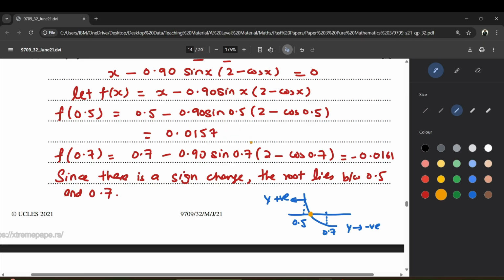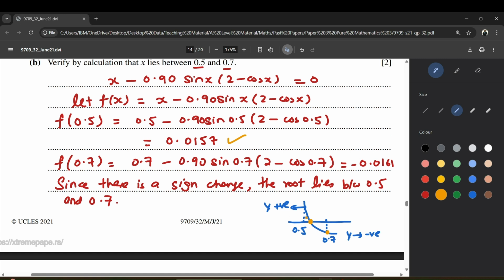So first, this is how we have verified that my y value is positive when x is 0.5, and when I take x as 0.7, the y becomes negative. That confirms that my root actually lies between these two values. This is why the root lies where y is equal to 0, and that is why I have rearranged this in the first place. So y has been equated to 0, and for the value of x where y is 0, that is the root of the equation.